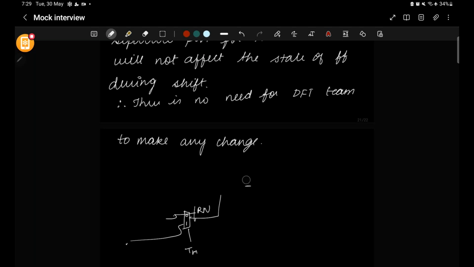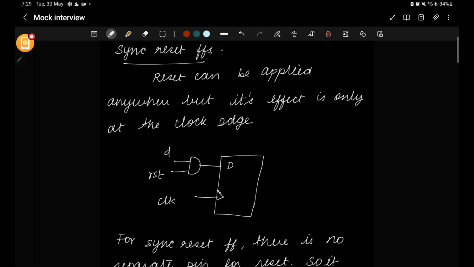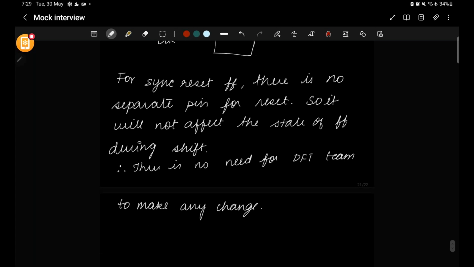But a synchronous reset flop does not have a separate reset port. Reset will be ANDed with the input and given to the D pin. So it will not affect the state of the flop during shift. Even if reset is pulsed or something happens, it is not going to affect the state of the flop during shift, because the D input is ANDed with reset and given to the D input only. So that's why there is no need for the DFT team to make any change.